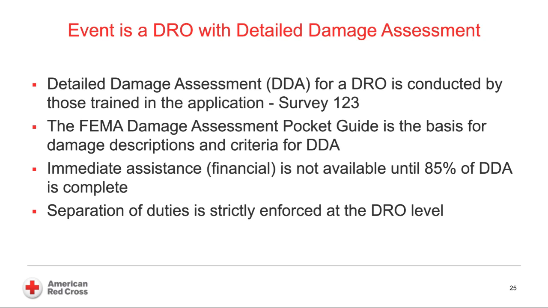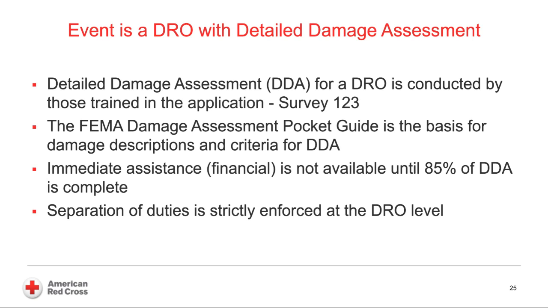Right, so if the event has become a DRO with detailed damage assessment, what do we do? At that time, detailed damage assessment is conducted by those trained in the application of Survey 123 and how to conduct detailed damage assessment for a DRO, which means they're referring to categories and descriptions that are part of the FEMA damage assessment pocket guide. One of the key differences, which we'll talk about in a few moments, is that there is no category of uninhabitable per se. The categories just change slightly.